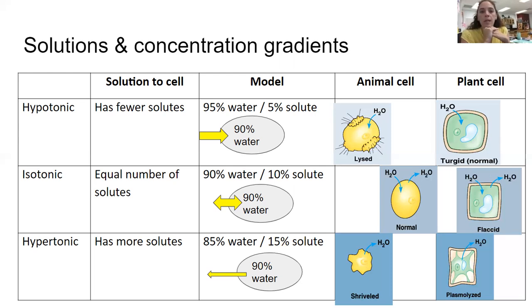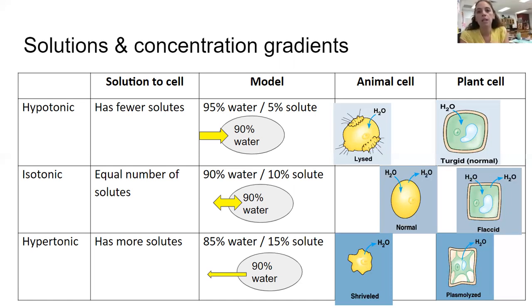Cells do have mechanisms to try to actively pump out water if too much water is coming in. We see this in lots of our protists, like the paramecium, which has a contractile vacuole where they'll expel water using energy, but water will still passively move back in.